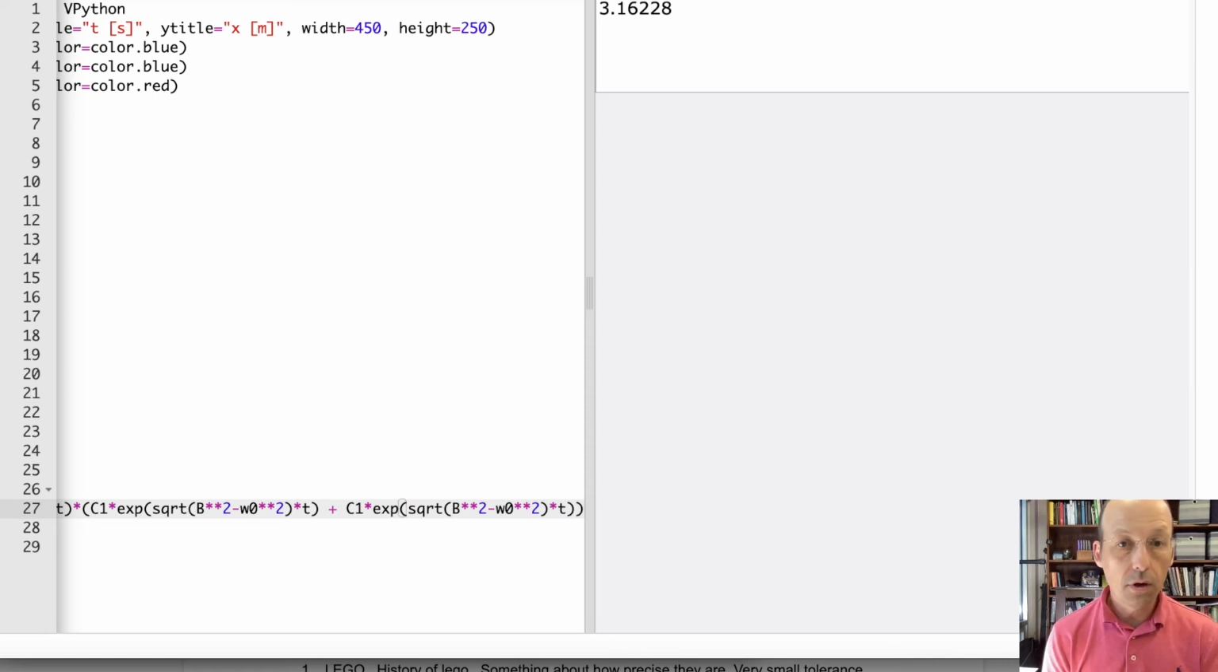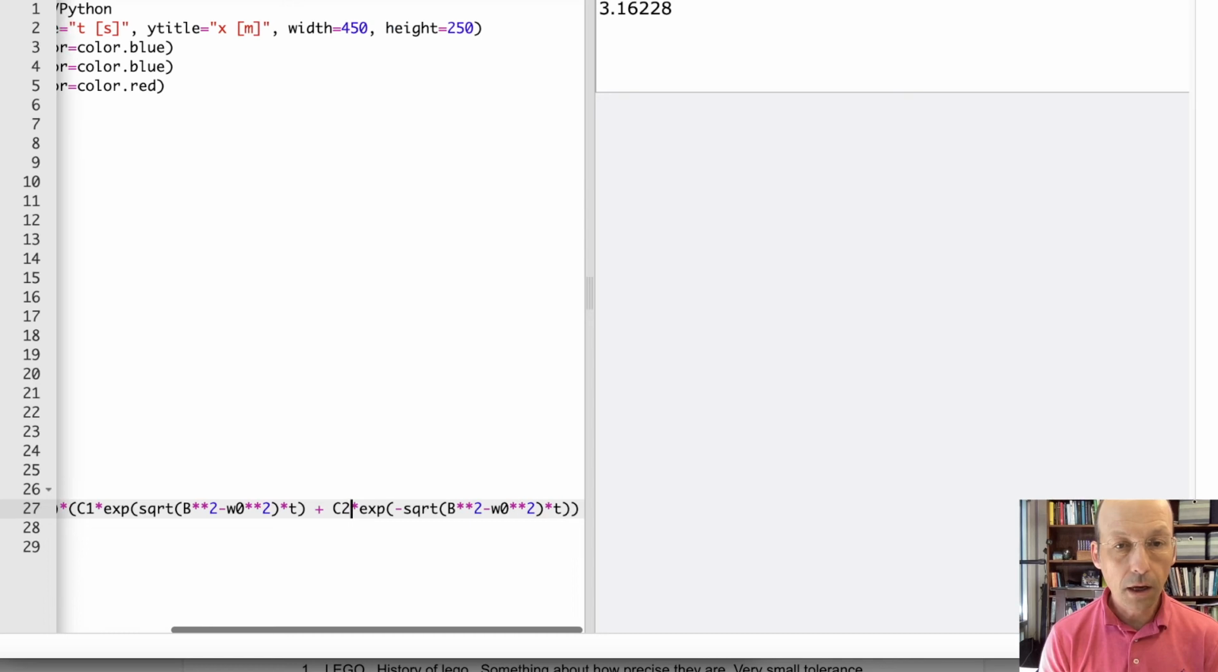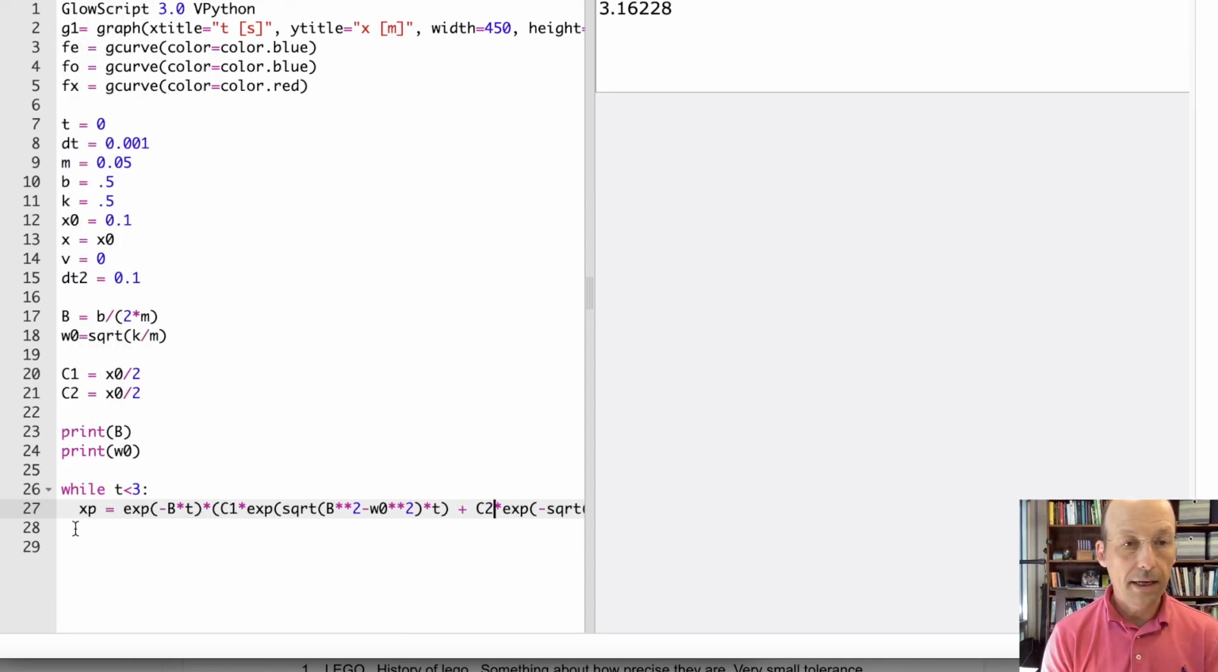Plus C2. But that C, it's going to be negative square root. And it's going to be C2, although C1 and C2 are the same thing in this case. And that's fine. Okay, so there we have that. Now let's plot it. So fo.plot t, xp, and then increase t. t equals t plus dt. And let's see what we get.